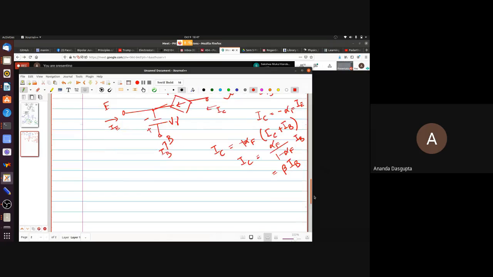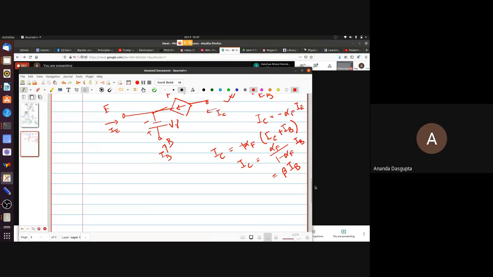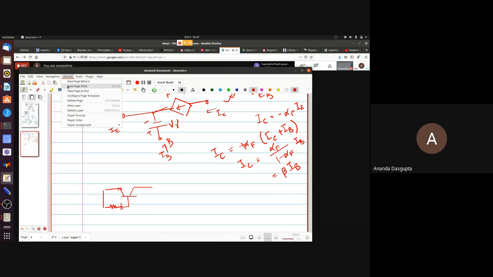Okay, let me just point out why this is useful. Because in a circuit, let's just use this in a circuit and see how we can draw some conclusions about it. Let's talk of this circuit. Oops, maybe what I will do is I will move on to the next page and draw this bigger.